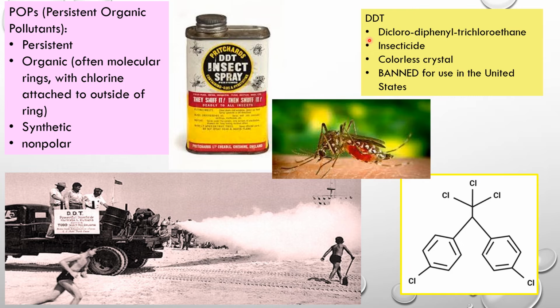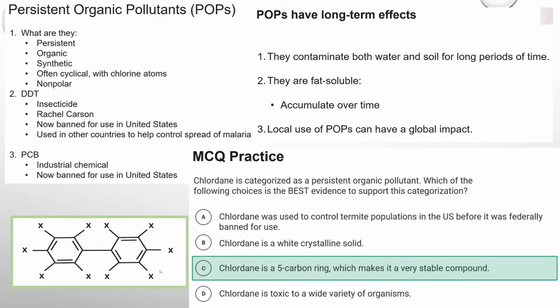Now, DDT itself, we know it's an insecticide, and that's what it stands for. And it's a colorless crystal, and like I said, it's banned in the US. Oh, and we sprayed that insecticide, just to make clear, because we were trying to kill mosquitoes. And mosquitoes can carry malaria, so it is used in other countries where malaria is a problem, and we know that DDT is successful in killing those mosquitoes. So remember, POPs, or persistent organic pollutants, are persistent, organic, synthetic, nonpolar. DDT is an example of that.